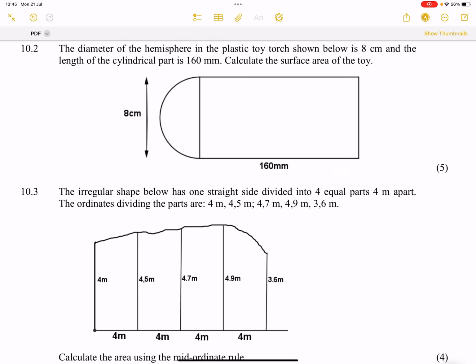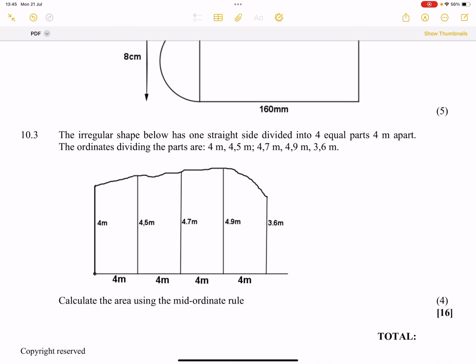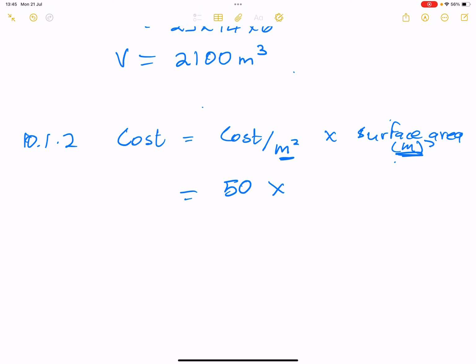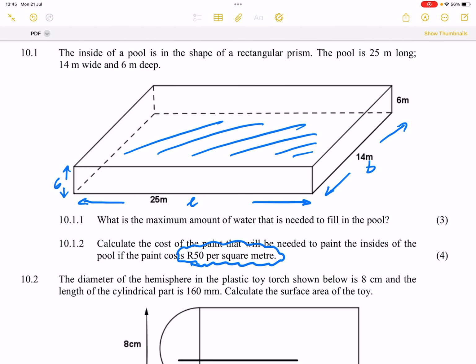Now please, ladies and gents, I want you to stay with me on this one. Firstly, we've got the base of the pool, which means the bottom part of the pool. We need to paint that. So that would be the length multiplied by the breadth. There's only one of it. So when we talk about the surface area, the first part will be the length multiplied by the breadth, L multiplied by B. Nothing wrong if you chose to use a different set of variables.